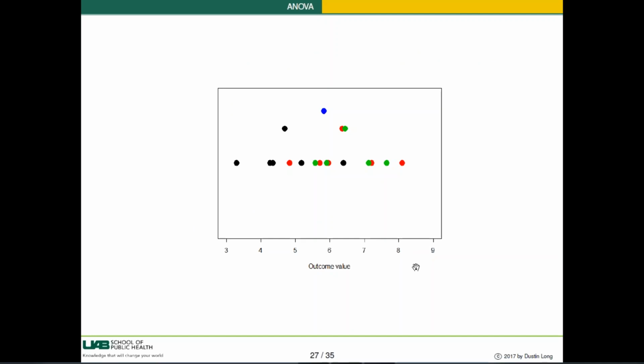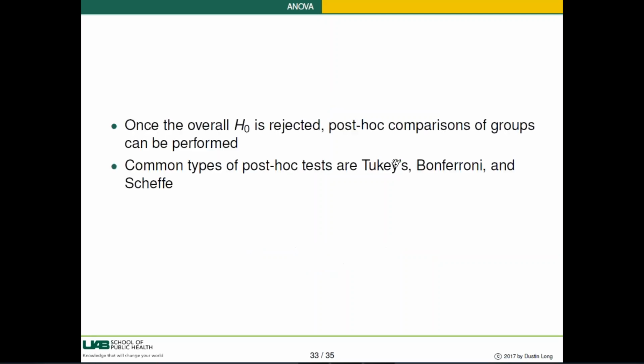So once you reject ANOVA, I reject that at least one group is different. It doesn't tell me which of these groups are different. So then after I do that, I have to run what's called post hoc comparisons. Has anybody ever heard of post hoc comparisons? There are several common types of post hoc comparisons.